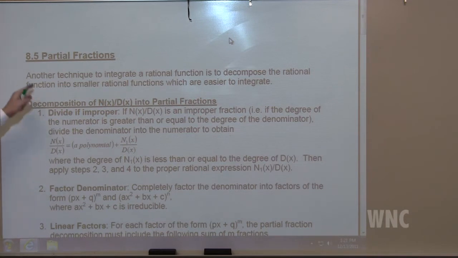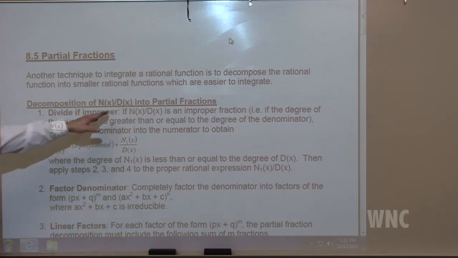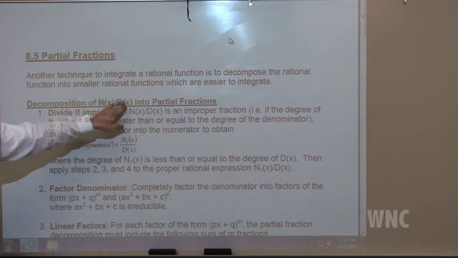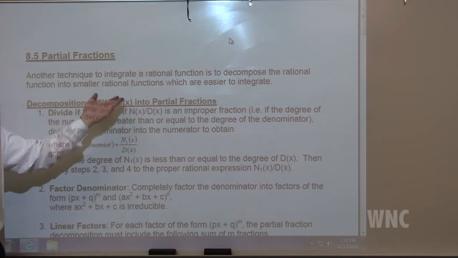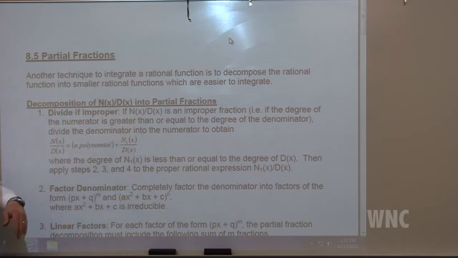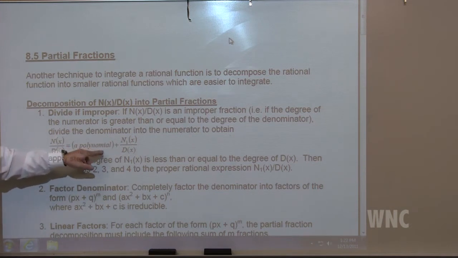Okay, partial fractions. Another technique to integrate a rational function is to decompose the rational function into smaller rational functions which are easier to integrate. So decomposition of N(x) divided by D(x), a numerator N and a denominator D, into partial fractions. Divide if improper. So if it's improper, higher power on top, you divide first. If it's an improper fraction, divide the denominator into the numerator to obtain N(x) over D(x) equals a polynomial plus N1(x) over D(x), where the degree of N1(x) is less than that of D(x). Then apply the following steps.